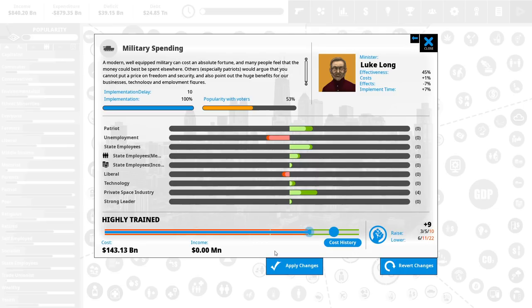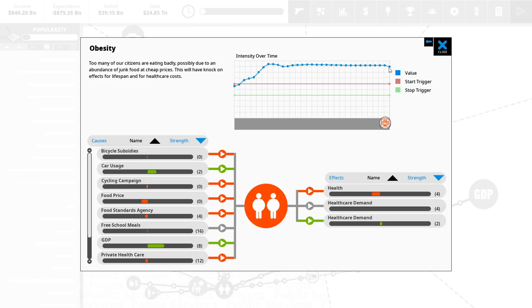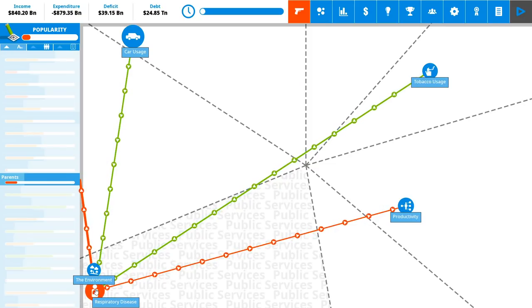I love it. Okay, obesity is starting to go down, but it's gonna take some time before it stops being, you know, a major crisis. As for parents, there's a lot of them. They don't like the amount of, like, asthma and coronavirus and stuff. So, okay. There's only so much we're gonna be able to do to deal with that.